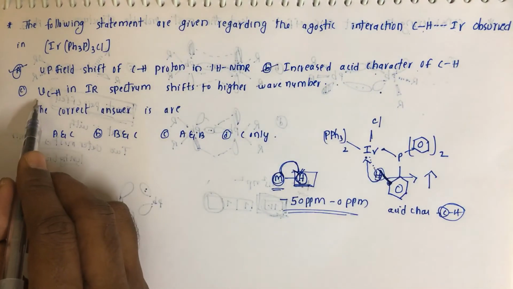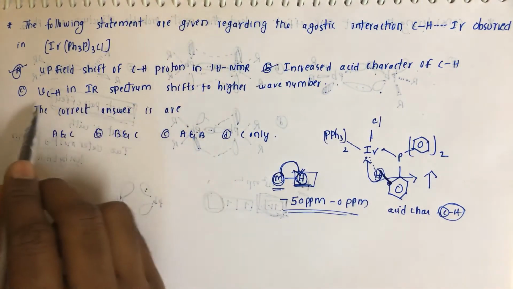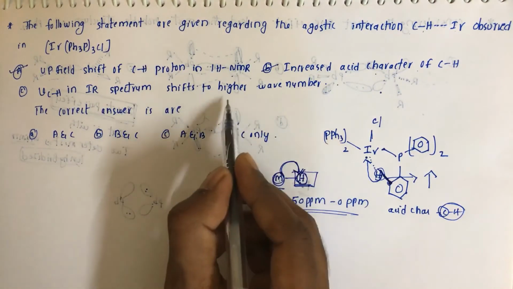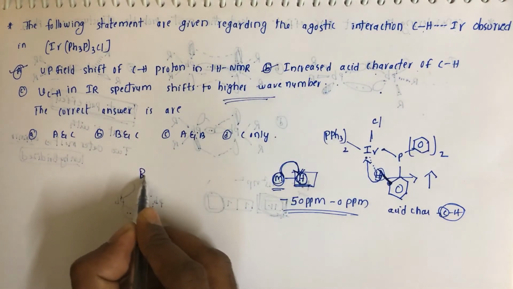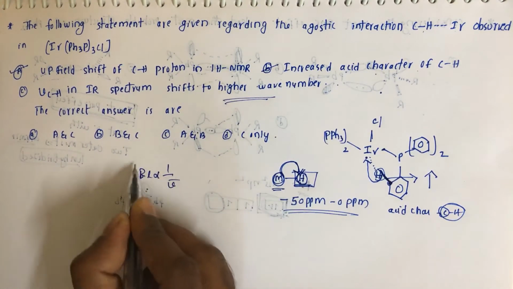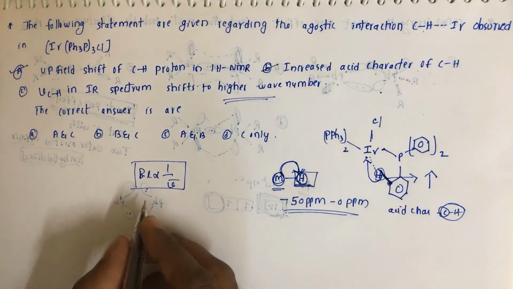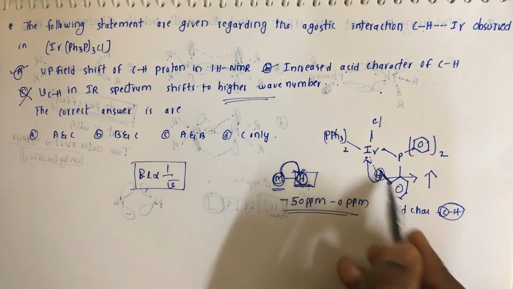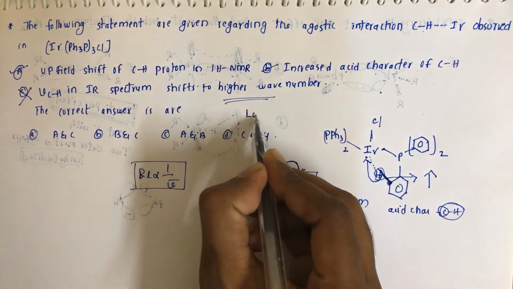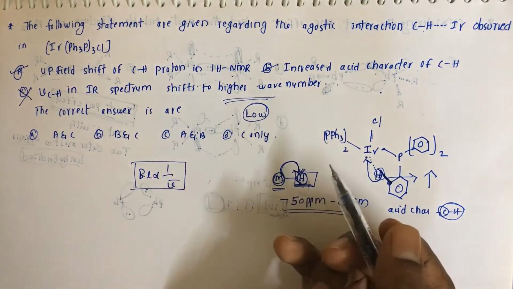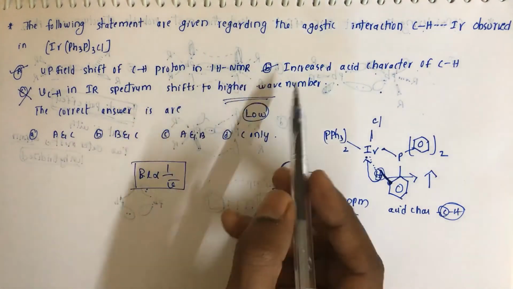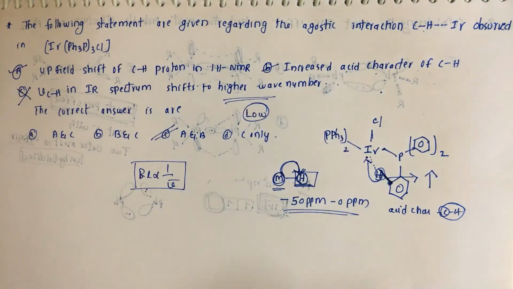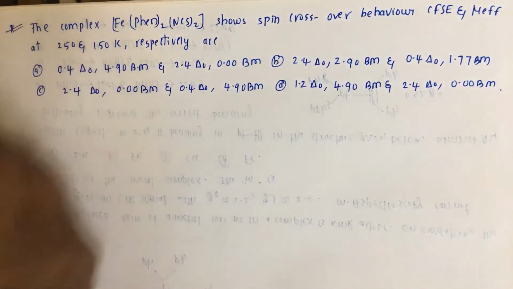And another one is IR spectrum, the CH stretch in the IR spectrum shifts to the high wave number. So this cannot be correct, because bond length is inversely proportional to the stretching frequency. This answer is wrong, because here bond length is increasing, so it should go to the low wave number, not the high wave number. So the correct statements are A and B. So C is the correct answer. A simple and important question.